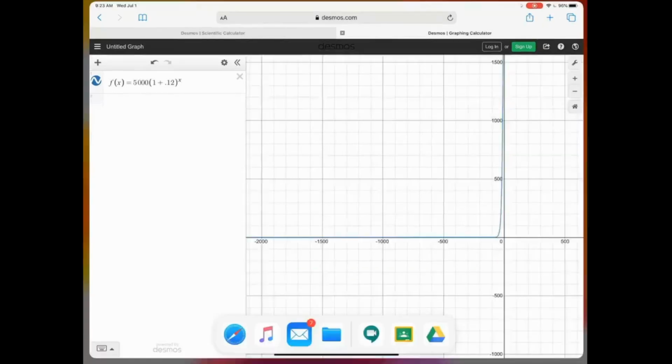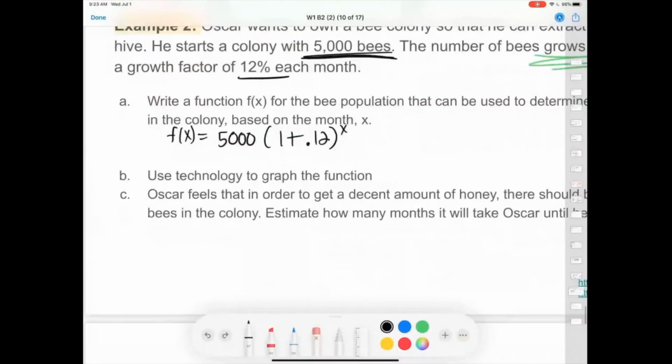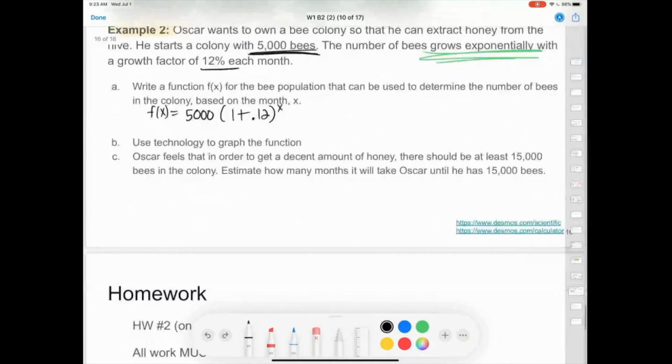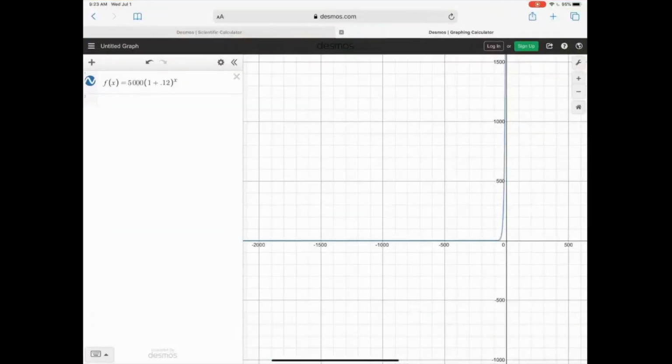Let me go back to my question. Part C says, Oscar feels that in order to get a decent amount of honey, there should be at least 1,500 bees in the colony. Estimate how many months it will take for him to get to 1,500 bees. So this is just like the problem we did where we were checking to see how long it will take, what was her name? Autumn, to have $1,600 in her account. So we're going to do the same thing.